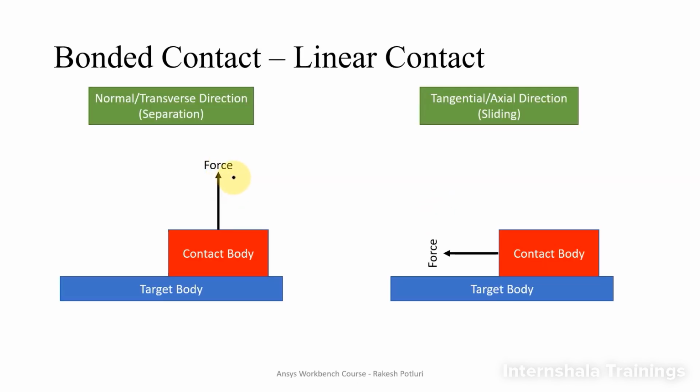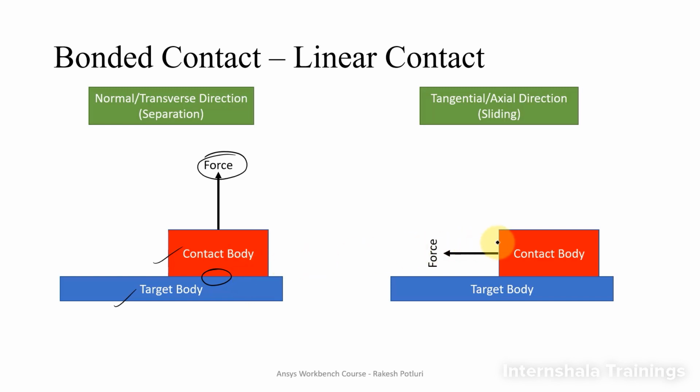So first, let us say you have 2 objects, a contact body and a target body, and I apply a contact between these 2, because this is the surface where they are interacting. I apply a bonded contact. If I apply a bonded contact and apply a force in this direction and try to separate these 2 bodies, because it is a bonded contact, you cannot separate these 2 bodies.